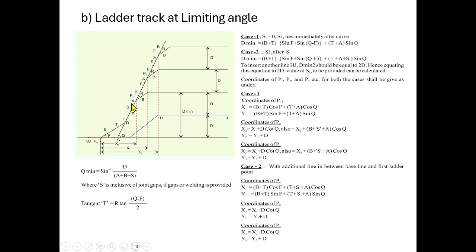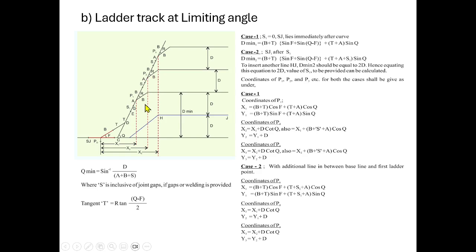Suppose this is your ladder track. You can take this portion, from one point of intersection to the other point of intersection. See what the hypotenuse will be here: this is b and a, and in between s. That means a plus b plus s will be your hypotenuse length. And the vertical distance we are keeping as d, the vertical distance between the points of intersection, this point to this point.